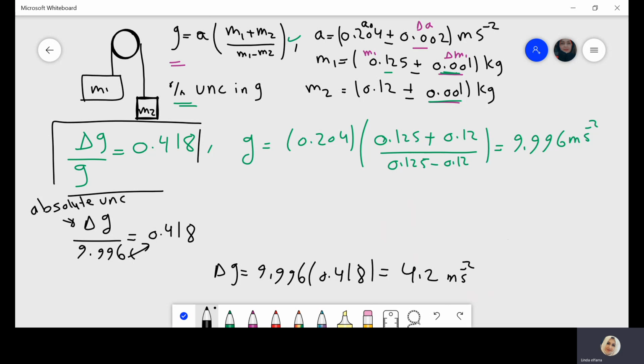So the final answer for G, when you write the final answer, you write the mean value or the actual value, positive or negative, the absolute uncertainty, and this will give me 9.996. You can round it to 10, positive or negative 4.2 meters per second squared.